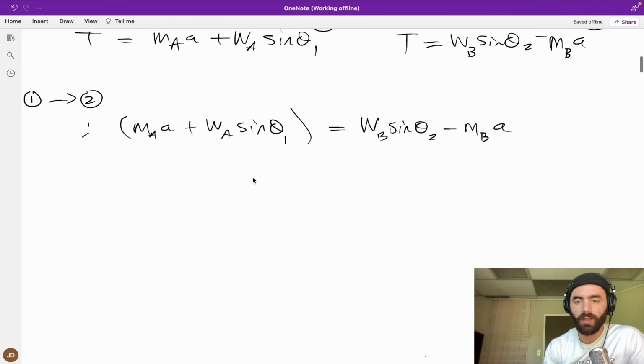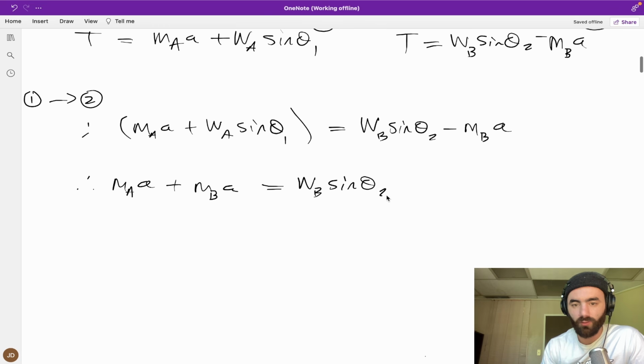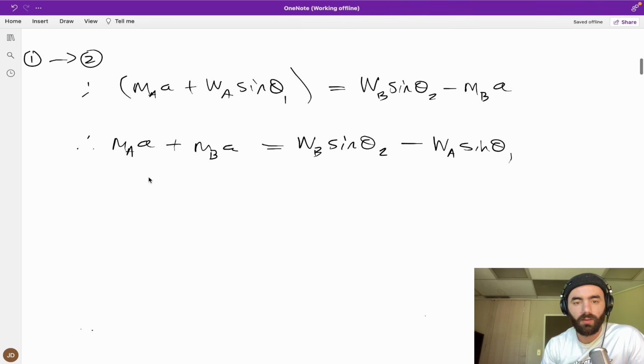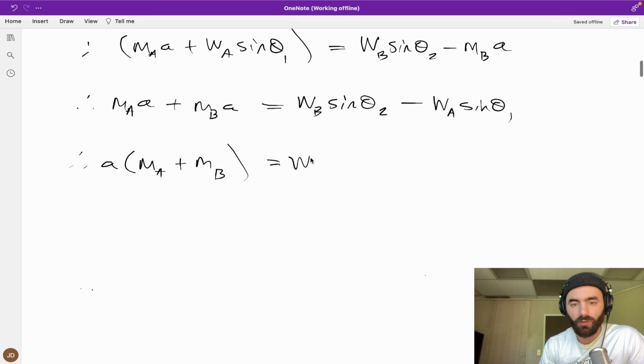Okay, we have to rearrange for A, so we get mass of A times A plus mass of B times A equals WB sine theta 2 minus WA sine theta 1. I'm keeping it all in general form, which is how I like to do it. You can sub in values earlier, but I like to keep it in general form and then sub in at the end, as I've done throughout the series. Therefore, if we factor out an A here, we get MA plus MB times A equals WB sine of theta 2 minus WA sine of theta 1.